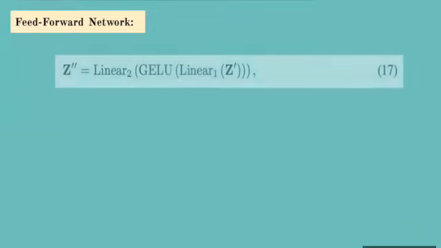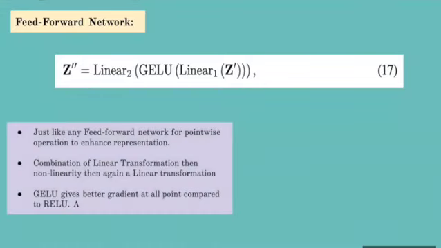In the feed-forward network, it's very simple. Like any feed-forward network, 2 linear transformations and 1 nonlinearity introduced. The peculiarity here is what nonlinearity they have used. They have preferred GELU, that stands for Gaussian error linear unit. Some features are that it does pointwise operation to enhance the representation obtained from the previous layers. It combines linear transformation with nonlinearity, and then again it feeds into a linear transformation.